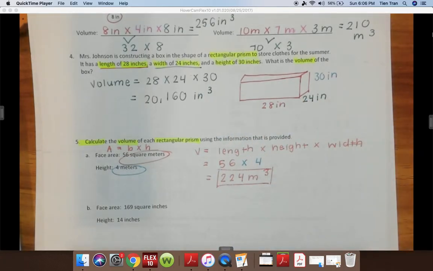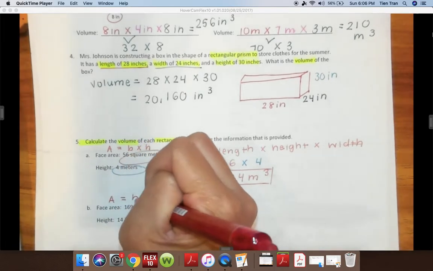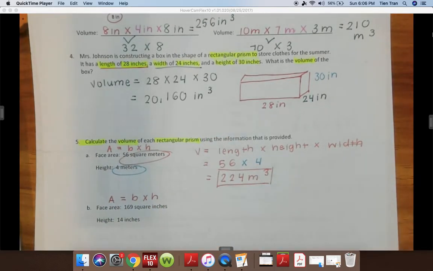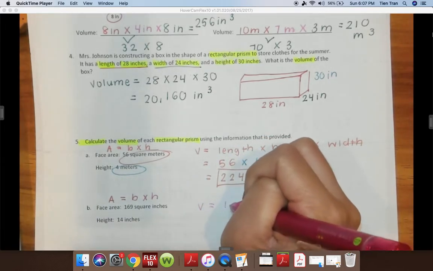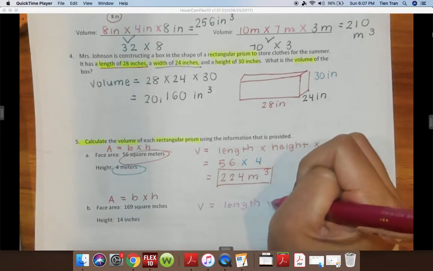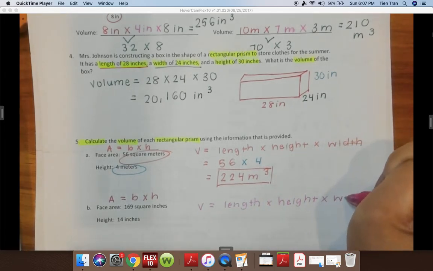And on the bottom, same thing, they give me the area. And remember I told you area is equal to base times height. And the volume, as I've mentioned earlier, is equal to length times height times width.